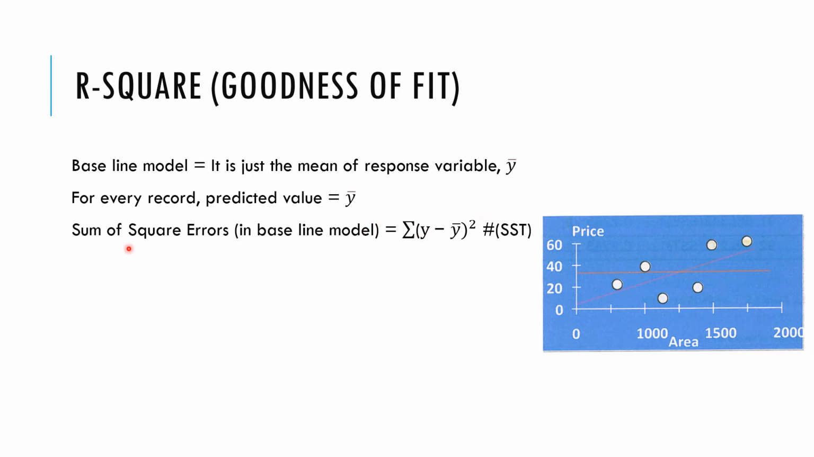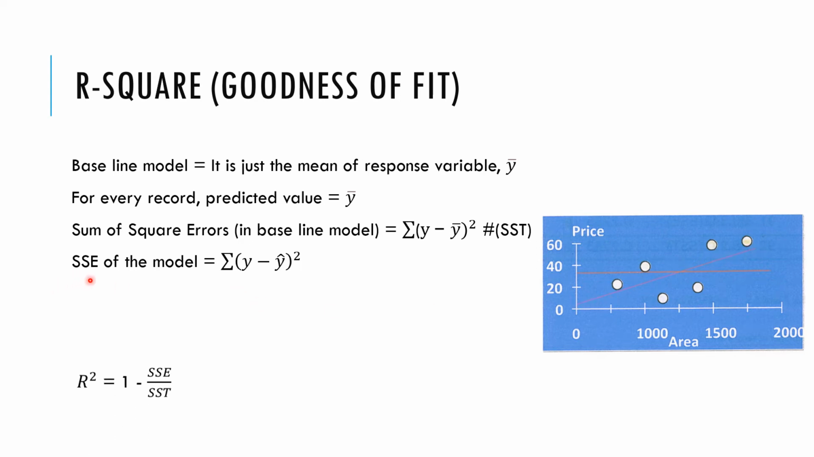So we get the sum of squared errors for the baseline model, and it is known as the sum of squares total, SST. Then we build our model with all the variables, and we calculate SSE, as we saw previously, the sum of squared errors for the model, which is this line you see here. This is our model with independent variables.